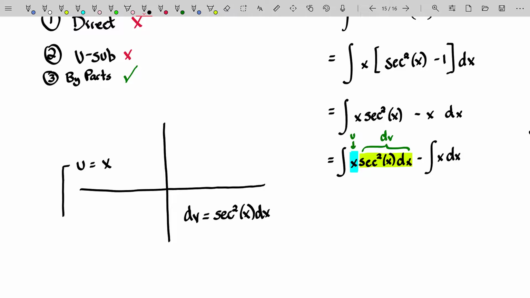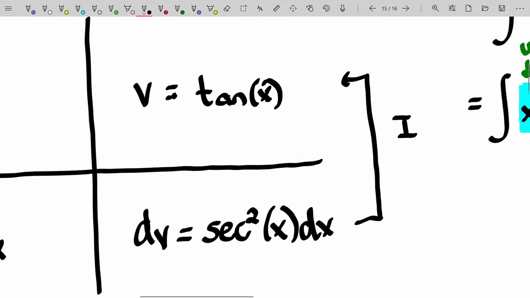We're going to differentiate in this direction. So du is going to be simply dx, and we're going to integrate in this direction. And the antiderivative of secant squared is tangent of x. Something I want to note before we continue forward.